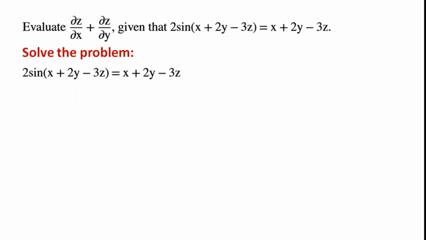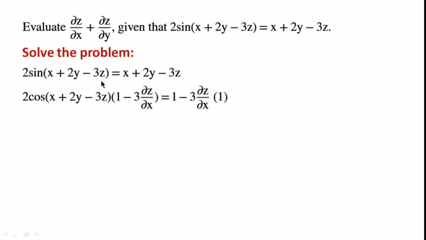First, we partially differentiate both sides of the equation with respect to x. Remember that the derivative of sin t is cos t. So first, we write 2 cos(x + 2y − 3z). Next, we differentiate x + 2y − 3z with respect to x.